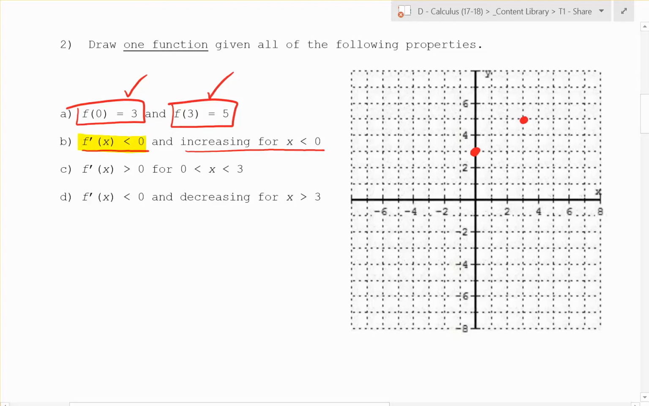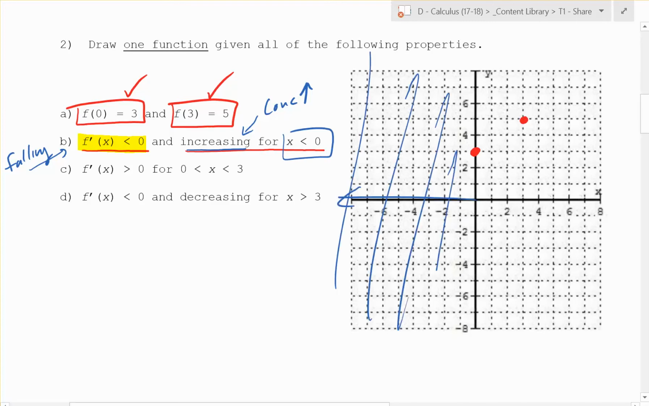Well, f prime less than 0 means the function is falling, it's going down. But if f prime is increasing, it can be falling and increasing like that, it means that it's going to be concave up for x less than 0. So to the left of 0, so over here, everything that's going to be graphed in this area, the function has to be falling and concave up.